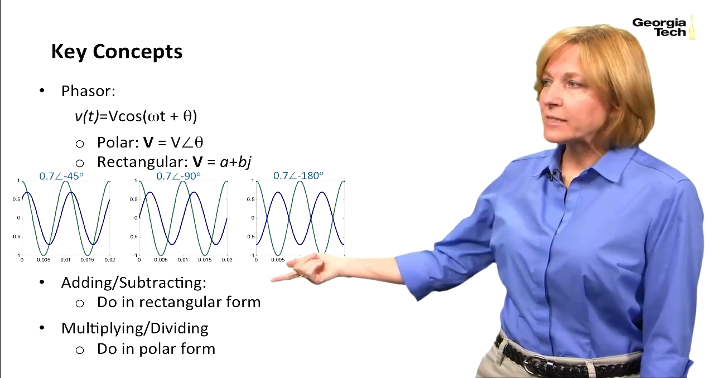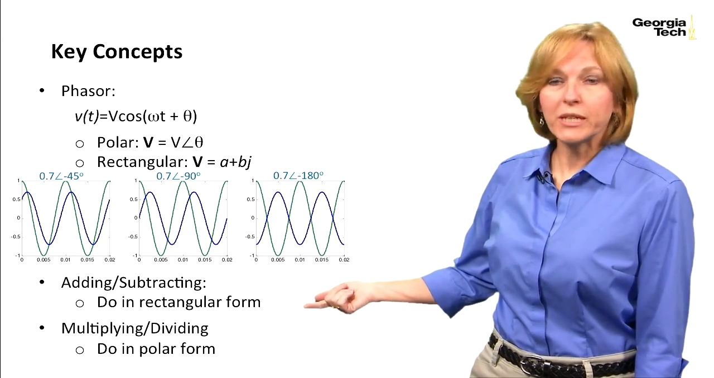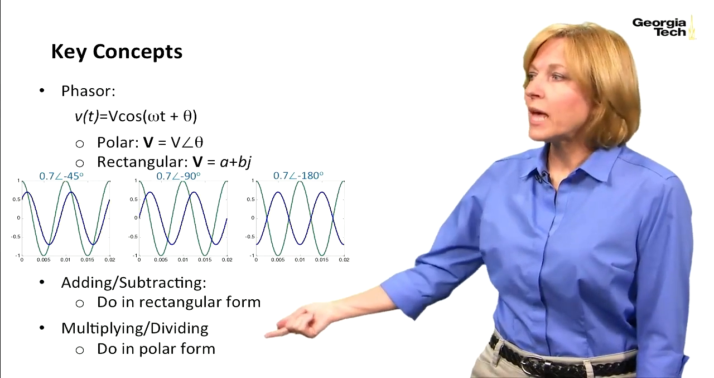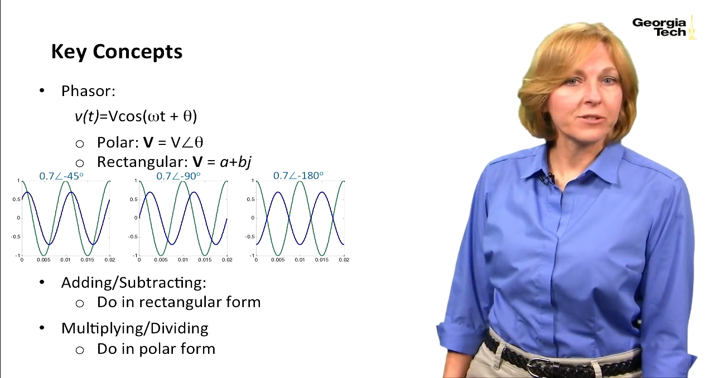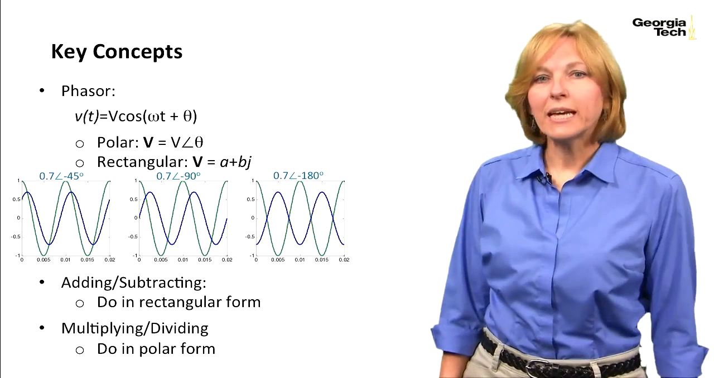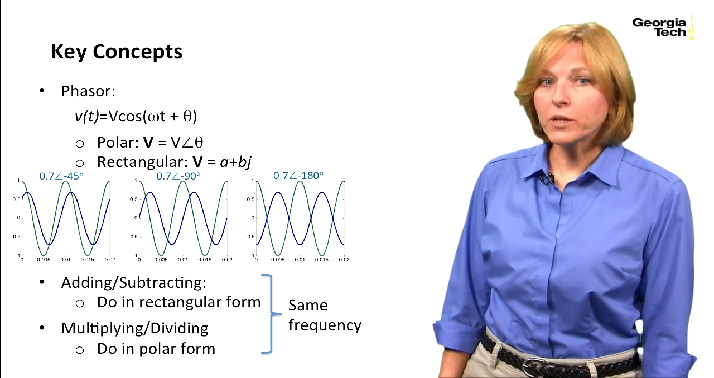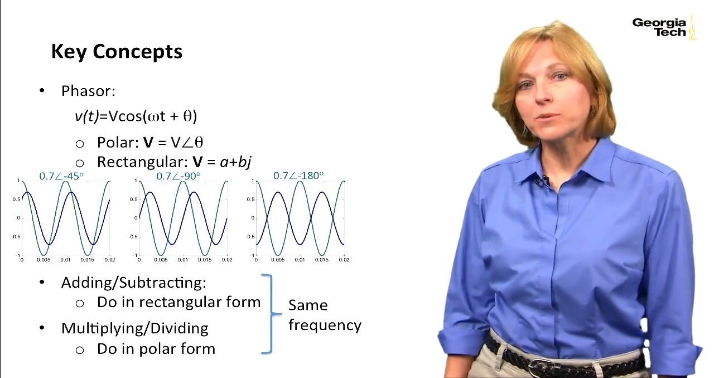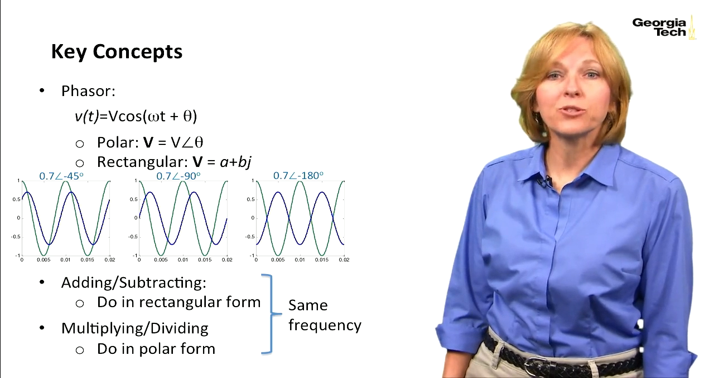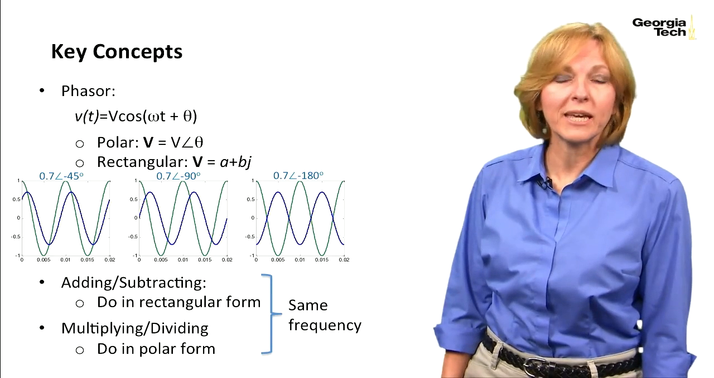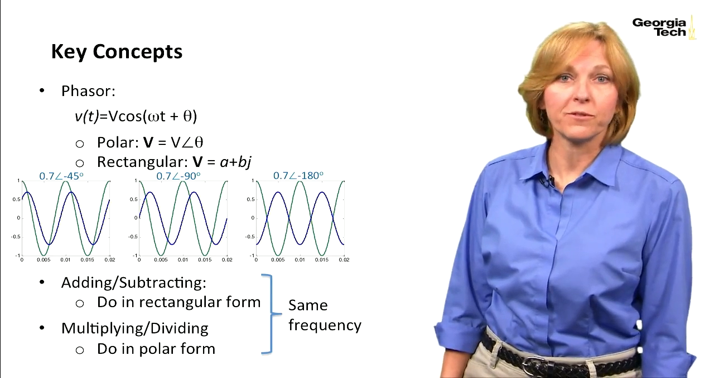By adding and subtracting, we said that you have to do it in rectangular form. And multiplying and dividing, it turns out it's easier to do in polar form. And just as a reminder, whenever we're working with phasors, we're trying to combine them by adding and subtracting or multiplying and dividing, we have to make sure that we use the same frequency. We can't combine phasors that come from different frequencies.